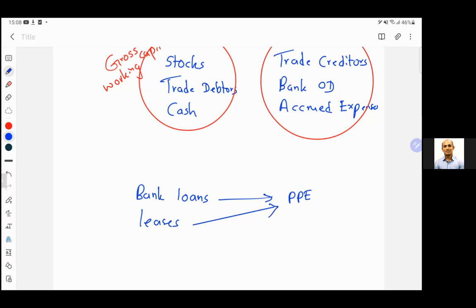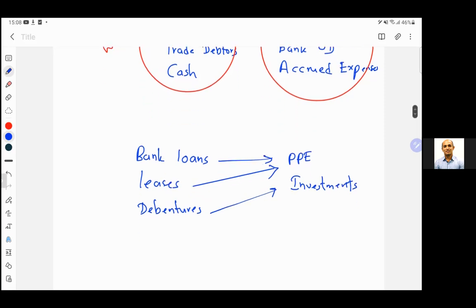In addition, a company can issue debentures for the investment in property, plant, and equipment, and various other investments, such as investment in subsidiaries. We call this kind of source debt financing.